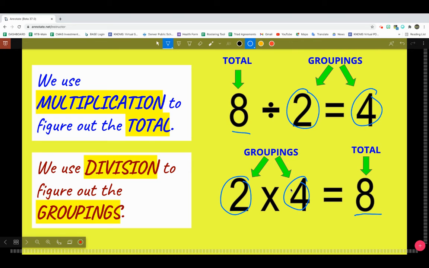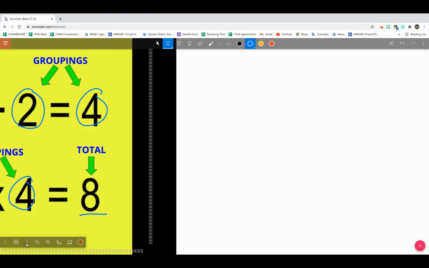So our understanding is that we use multiplication to find a total, and we use division to find our groupings. It's going to help us do our math today. We also need to understand the structure of our equations because that's going to help us determine what we're trying to do for our variable. If we know what our variable is, it'll help us figure out what math we need to do. Let's get more into it here in just a second.